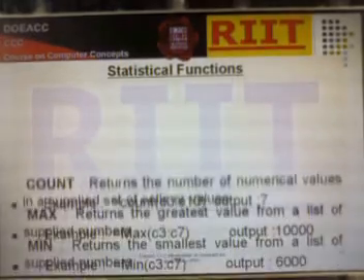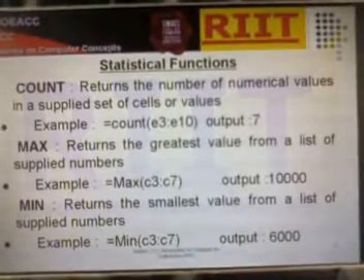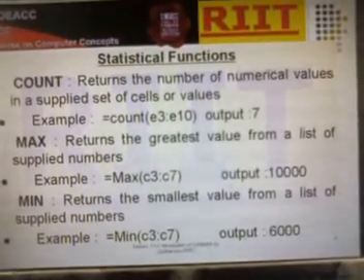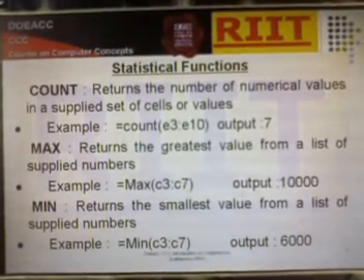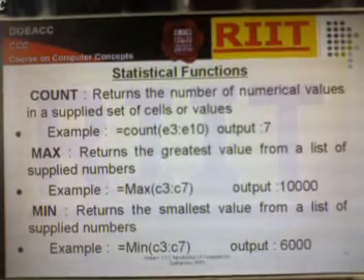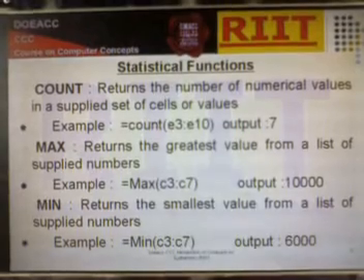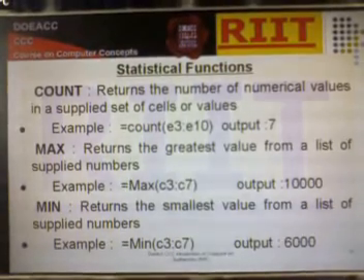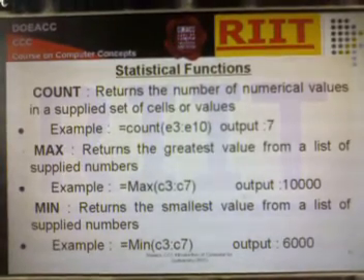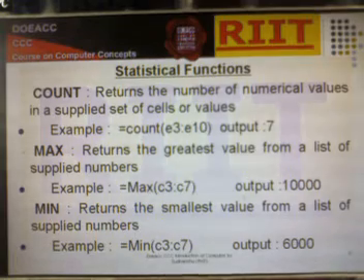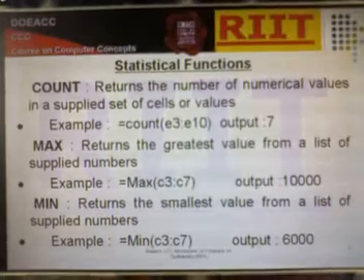Statistical functions. COUNT returns the number of numerical values in a supplied set of cells or values. The count of E3 colon E10, then output is 7. MAX returns the greatest value from a list of supplied numbers. MIN returns the smallest value from a list of supplied numbers.